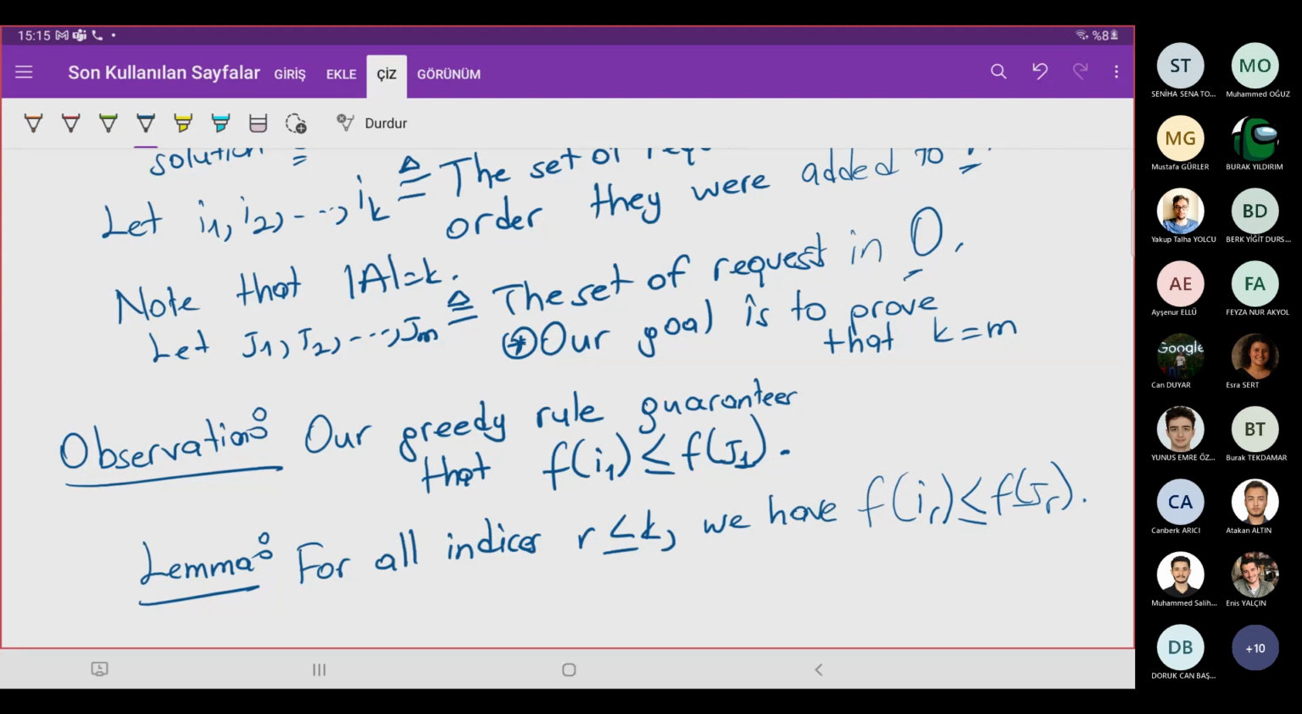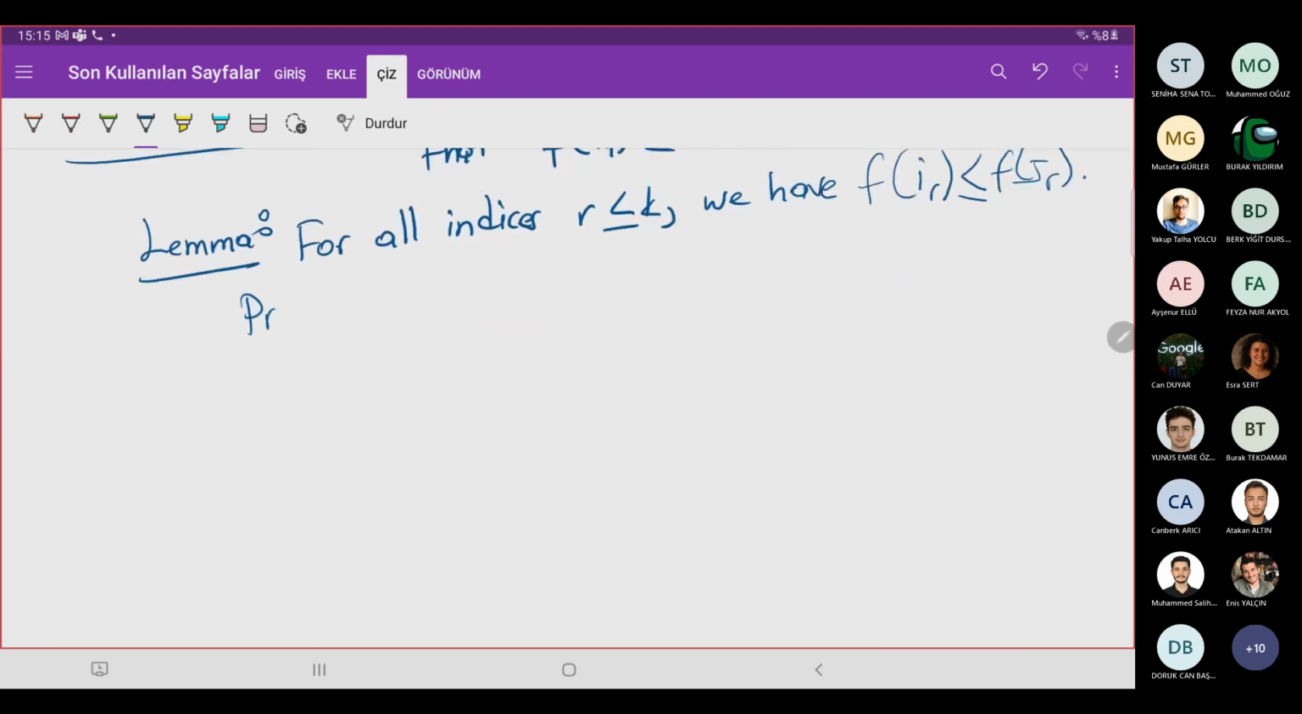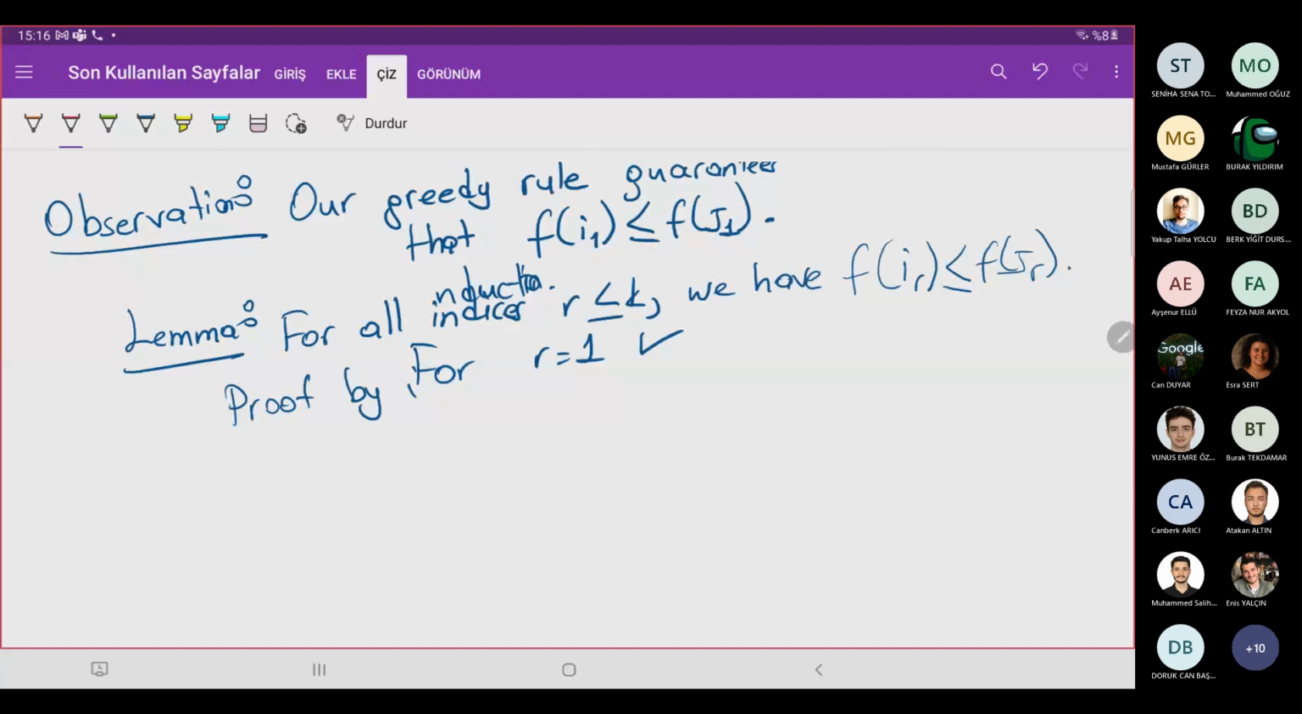Actually, we have 5 minutes, and this proof is a little complicated. I can finish it in 10 minutes because we started 5 minutes late, right? I will finish this one, and then we will continue tomorrow. So, for all indices r less than or equal to k, that's what we want to prove. We prove by induction. First rule of the induction, basis case. For r equal to 1, it's already true. We said it here. Okay, it's already true.